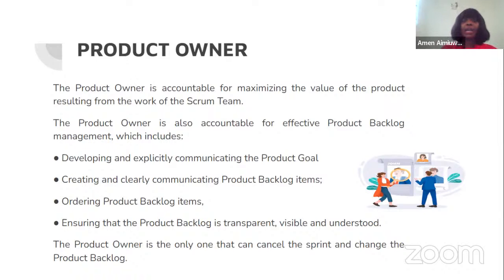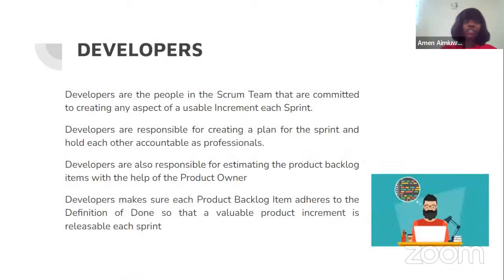The product owner can actually delegate his tasks to someone else, but the product owner is fully responsible for anything that's going on in the product backlog. Now, developers are the people in the Scrum team that are committed to creating an aspect of usable increments each sprint. I'll be discussing more about sprint later. After each sprint, there's something called product increments. At least one usable product increment has to be releasable every sprint.